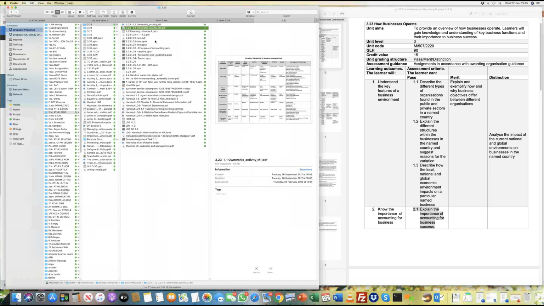That is what has to be done in terms of merit. And then in distinction, the task was to pick a particular organization within a country and analyze the current and global operation for that organization. An example of what you've done in the merit activity would be, if you're comparing, say, a Tesco, to look at how they operate within the UK and how they operate in the European Union.